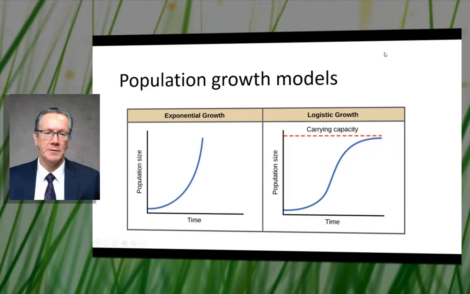Population growth models. The population growth models are exponential growth and logistic growth. Notice the exponential growth curve is shaped like a J, and the logistic growth curve has an S shape.